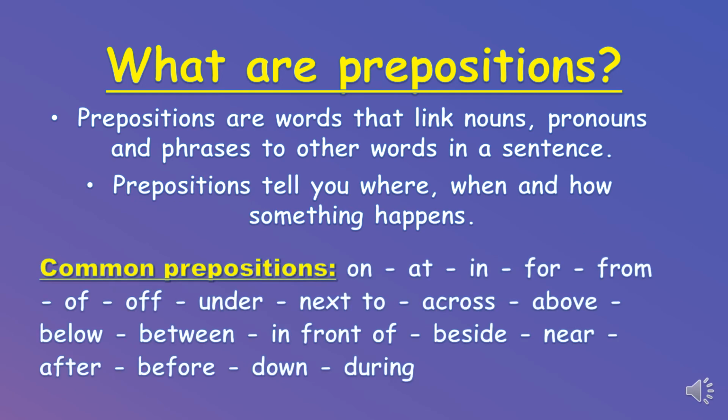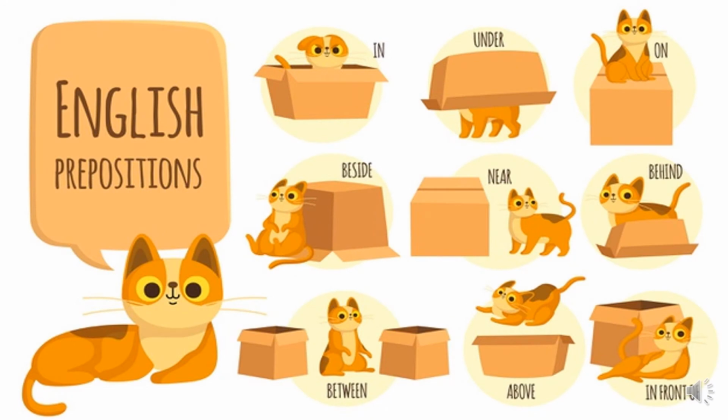Some of the most common prepositions are on, at, in, for, from, of, off, under, next to, across, above, below, between, in front of, beside, near, after, before, down, and during. This is a picture to help you remember some of the most common prepositions in the English language.